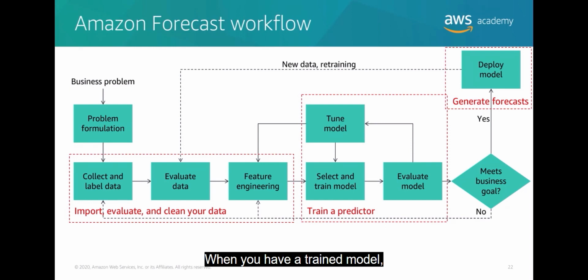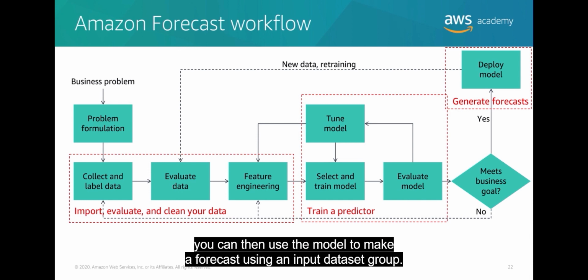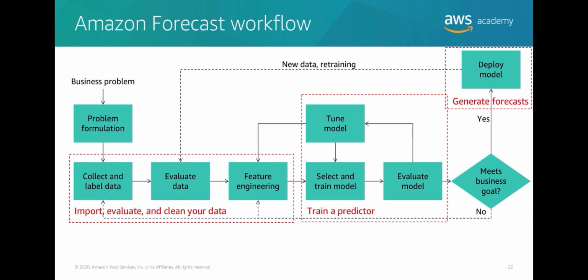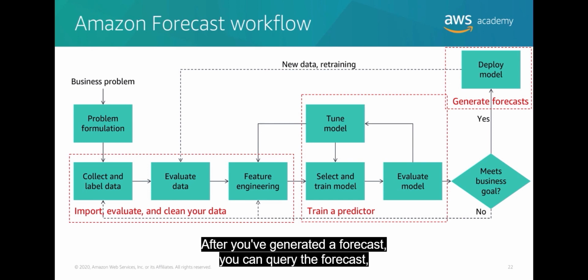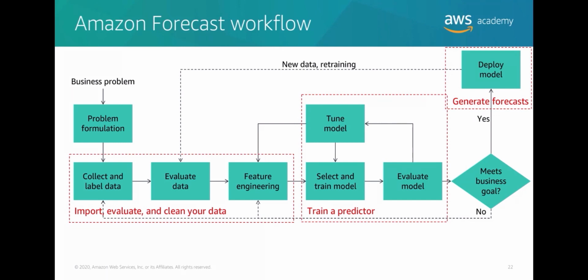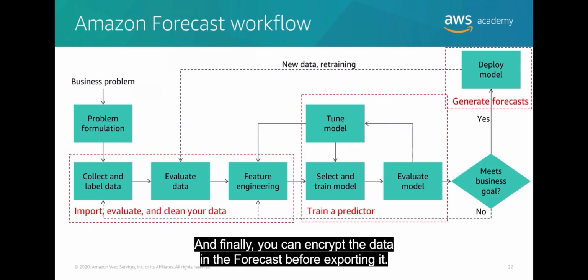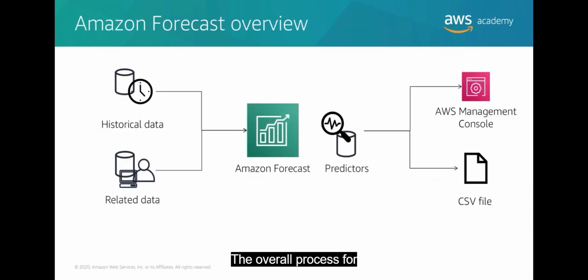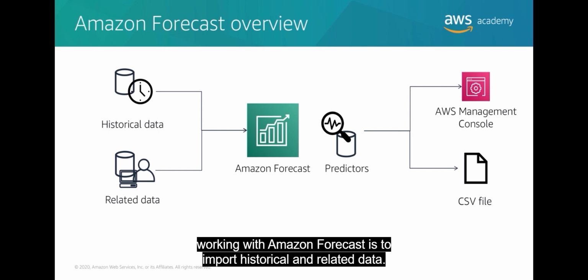When you have a trained model, you can then use the model to make a forecast using an input dataset group. After you've generated a forecast, you can query the forecast. You can also export it to a bucket in Amazon S3. And finally, you can encrypt the data in the forecast before exporting it. The overall process for working with Amazon Forecast is to import historical and related data.